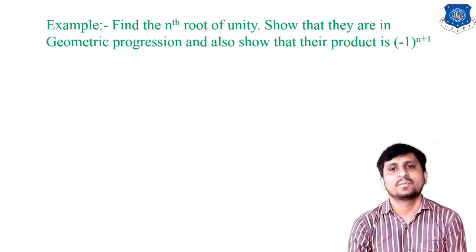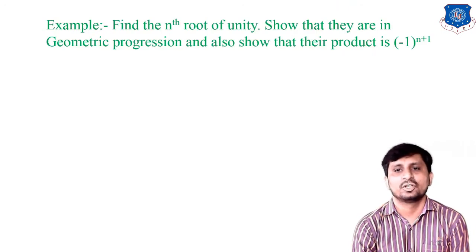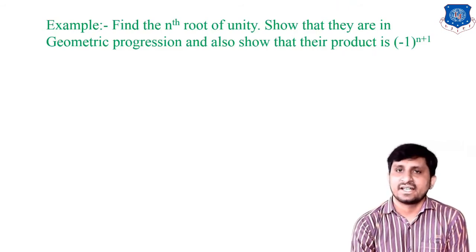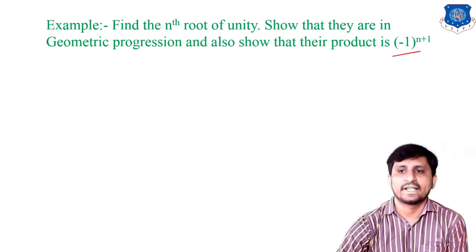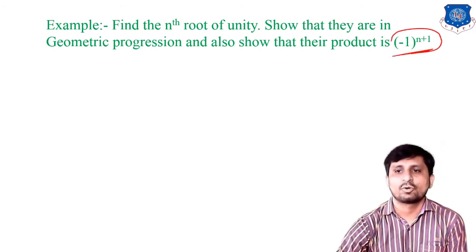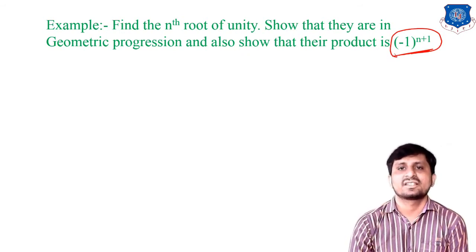Now the next example is almost similar. Here also we find the nth roots of unity first of all. Okay, and they are in geometric progression, but now we want to find out the product of all nth roots of unity. Okay, and the product of all nth roots of unity, we want to prove that that is nothing but minus 1 raised to n plus 1.